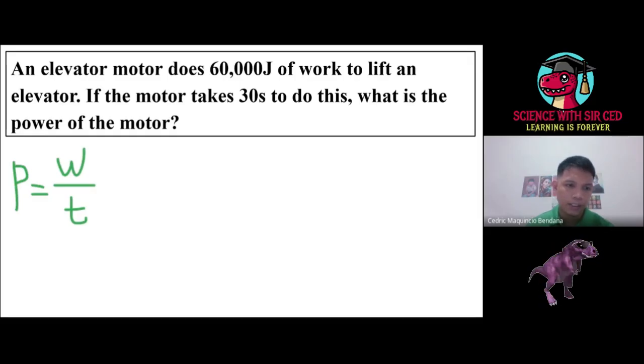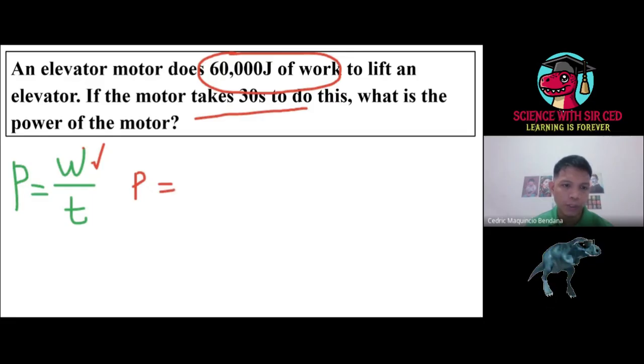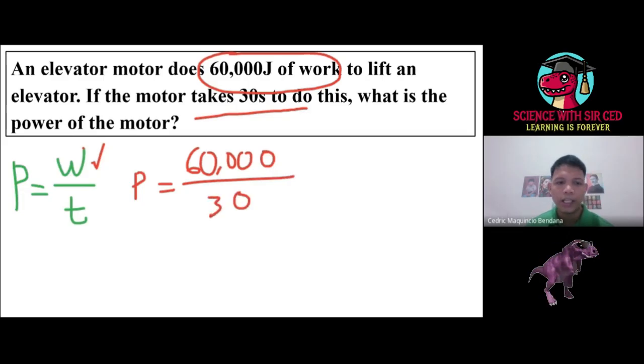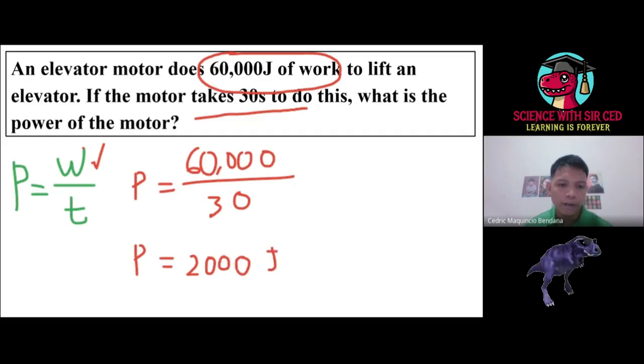How to check? Do you have work available? According to this, 60,000 joules of work. Work is present. Do you have time? 30 seconds. So everything is present. Just substitute. Power is equivalent to work, 60,000, divided by 30. Using your calculator, 60,000 divided by 30, that would be power is equivalent to 2,000 joules per second.